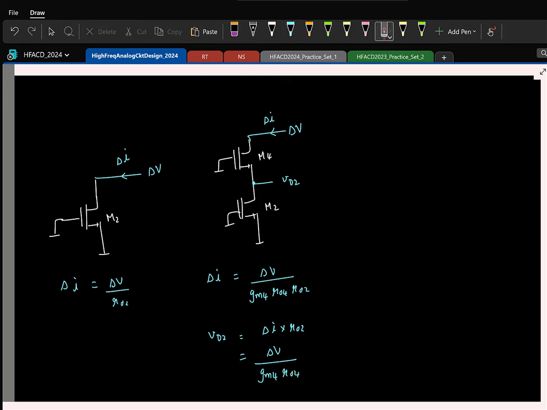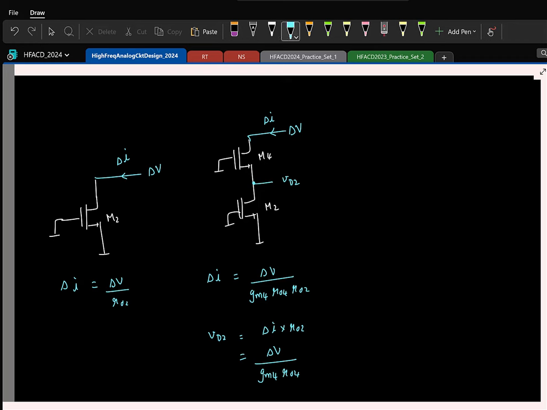So now you see that even if I make a change of delta V, the corresponding change that appears at the drain to source voltage of our main current source is reduced by the intrinsic gain of the cascode, right? So even if this changes a lot, this voltage doesn't change a lot. Which means the delta I will also be small, right? That is why this is a better current source. I make a lot of change for delta V, but still the corresponding delta I is small. It's a better current source.